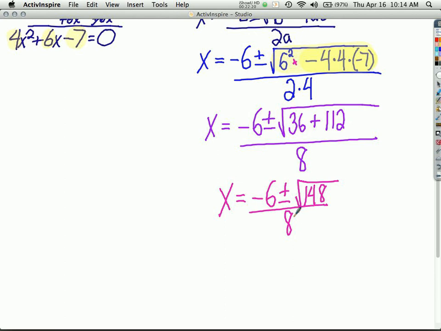148, is that a perfect square? Could we just do it mentally, in other words? Like 25, we could take the square root of that easily. Is 148 a perfect square? It is not. 144 is a perfect square, 169 is a perfect square, 148 is not, so we need our calculator. So punch in 148 and hit the square root button, and round to the nearest hundredth.